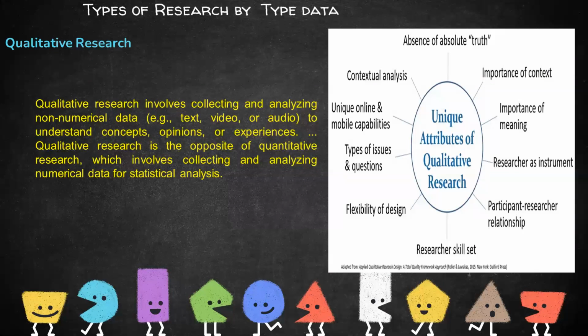Then the next one is qualitative research. Qualitative research involves collecting and analyzing non-numerical data to understand concepts, opinions, or experiences. Qualitative research is the opposite of quantitative research, which involves collecting and analyzing numeric data for statistical analysis. Now, qualitative research collects and analyzes only qualitative data, and data measured in qualitative parameters is called qualitative data.